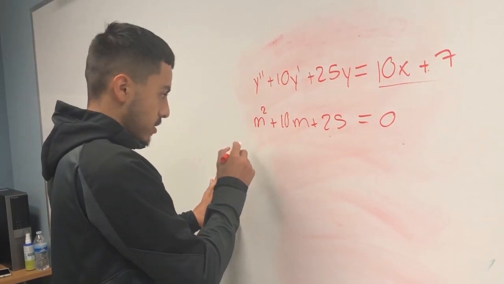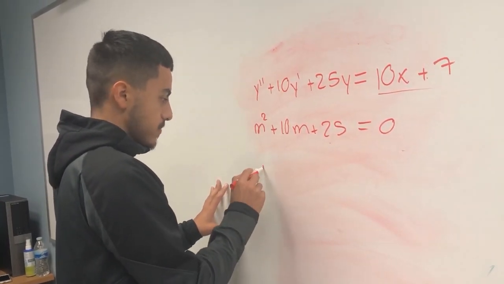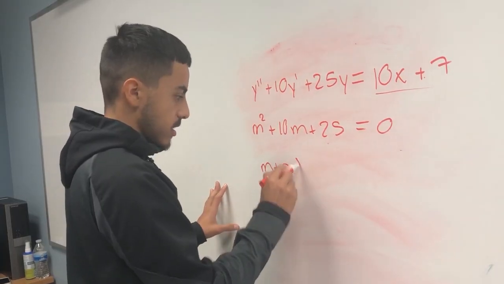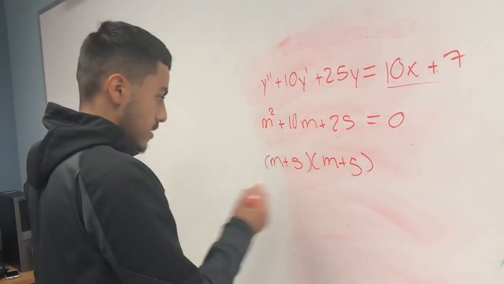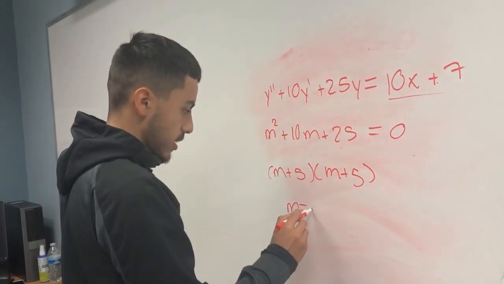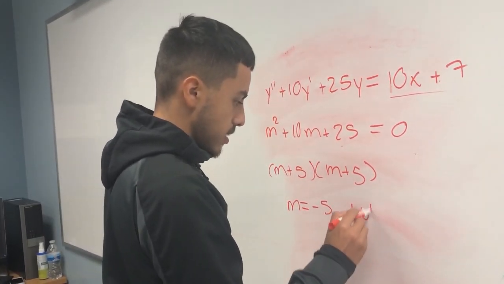So just like the previous one, we can just get the roots out of this. And this looks to me like it's just (m plus 5)(m plus 5). Yep, that was good. So our roots are -5, and just like the last one, it is a double.